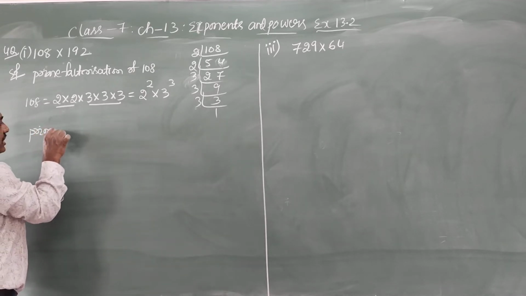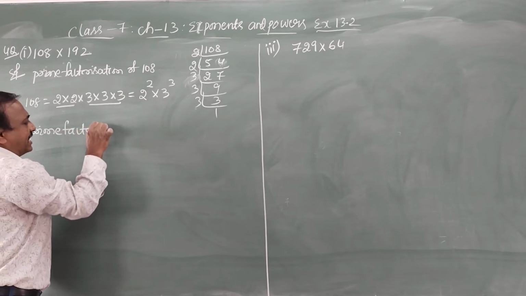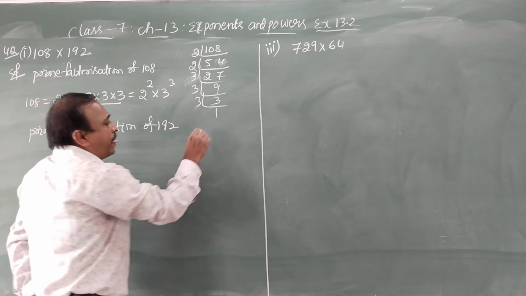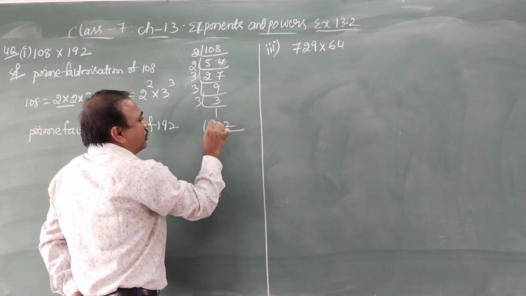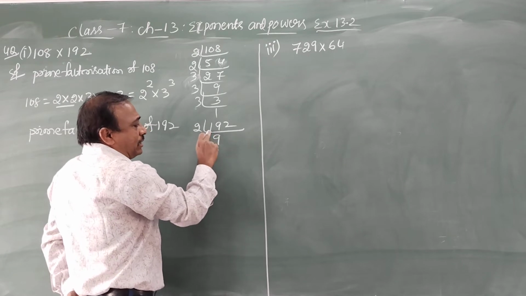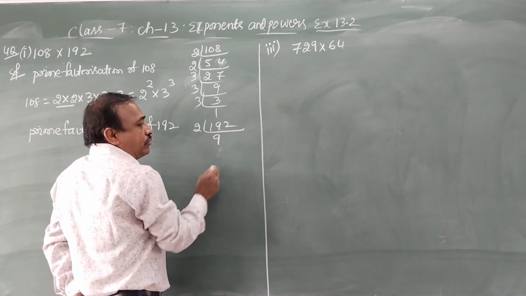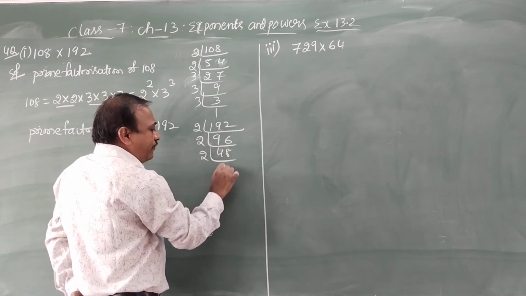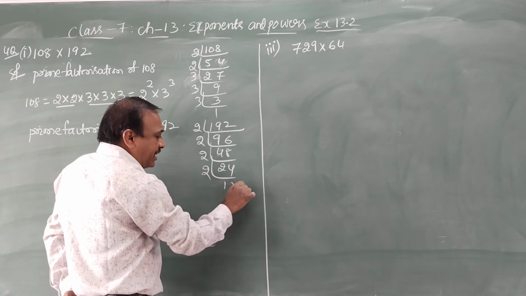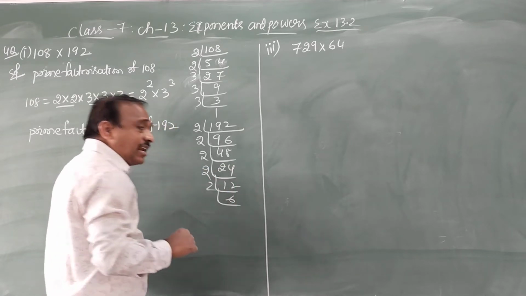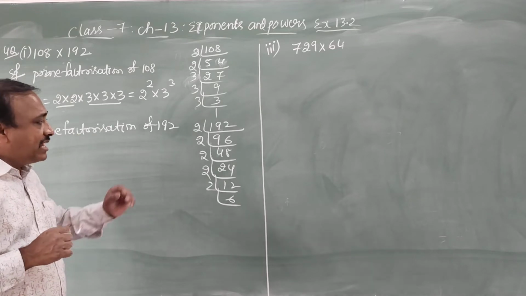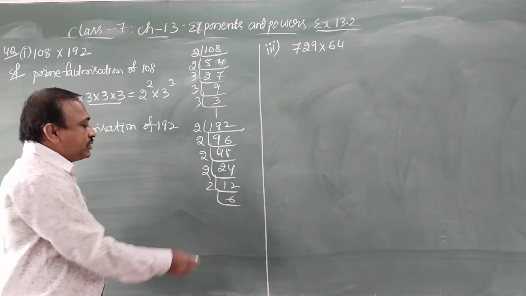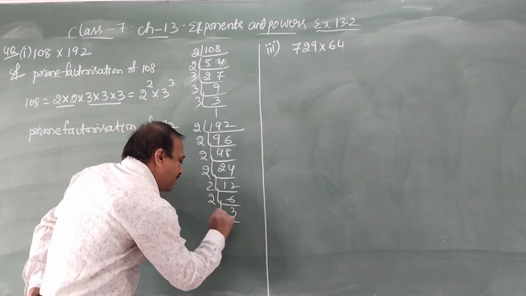Prime factorization of 192. Let us try first, then we multiply. 192: 2 nines are 18, 2 sixes are 12, so 96, 48, 24 and 12. You know how to do prime factorization. Since class 5 we are learning it, and even in class 6 we learned how to express numbers in the Playing with Numbers chapter. So 6 and 3, 3 ones.